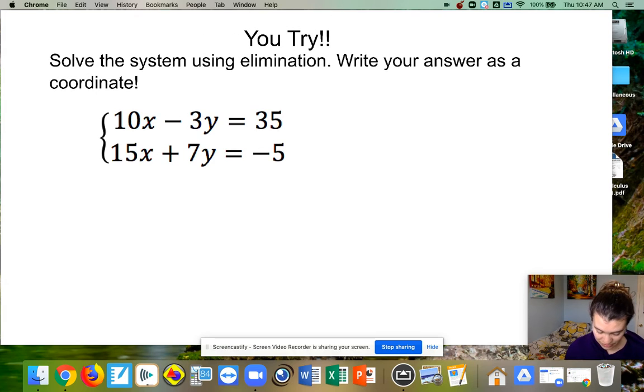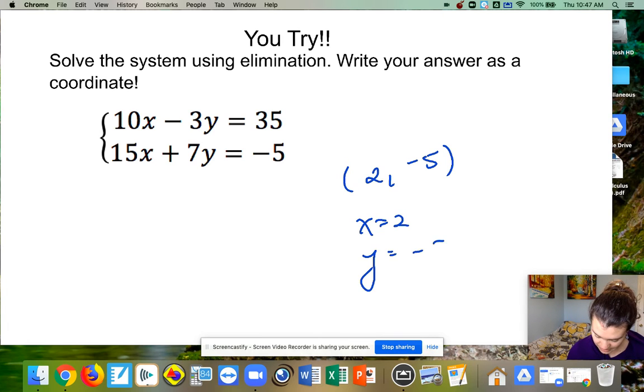I'm not going to go through this one, but if you want to try it and check, you should be getting (2, -5). So x equals 2 and y equals -5.